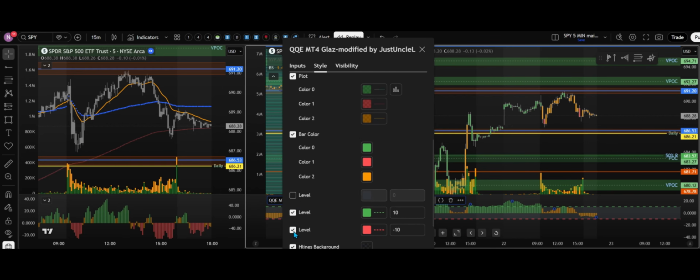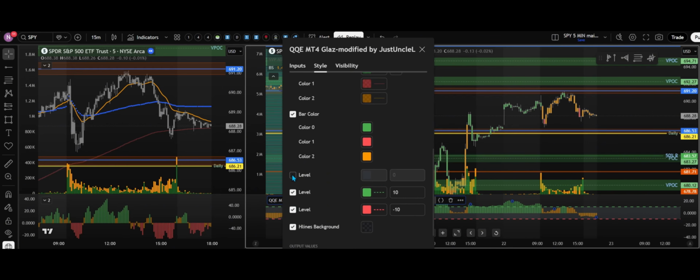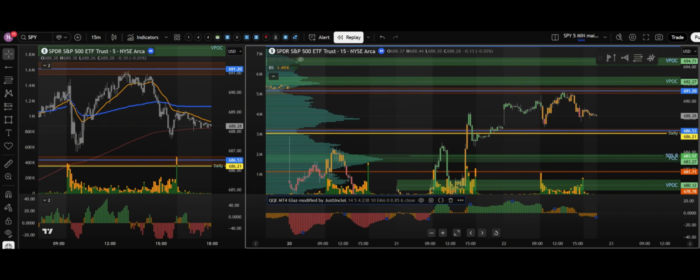This level here. Yeah, you can keep this on if you want to see like a middle ground, but I want to turn these off and then the H lines background. So I just want to focus on this histogram right here. That's giving me kind of the rate of change of RSI. Are buyers coming in right now? You can kind of see the momentum using this QQE threshold.